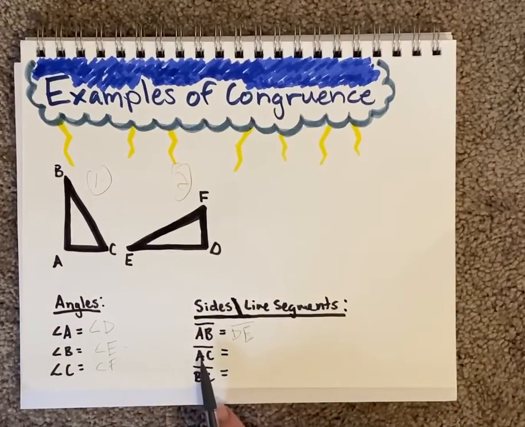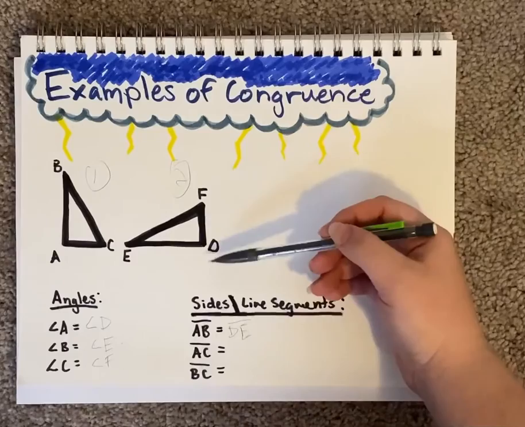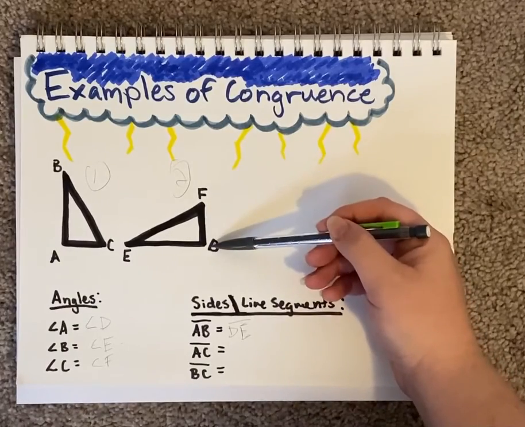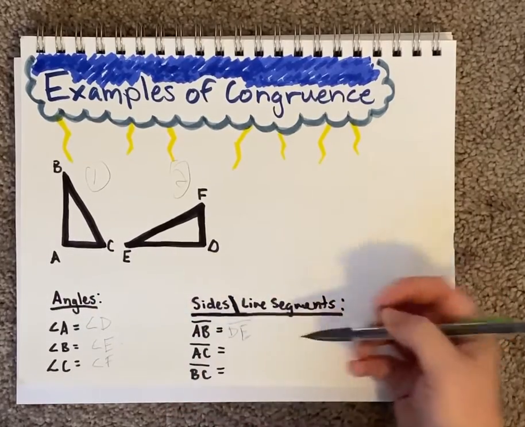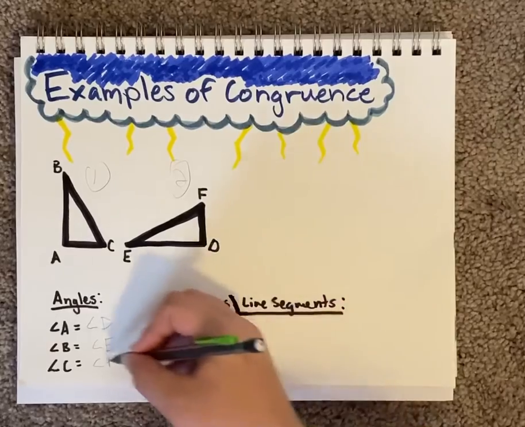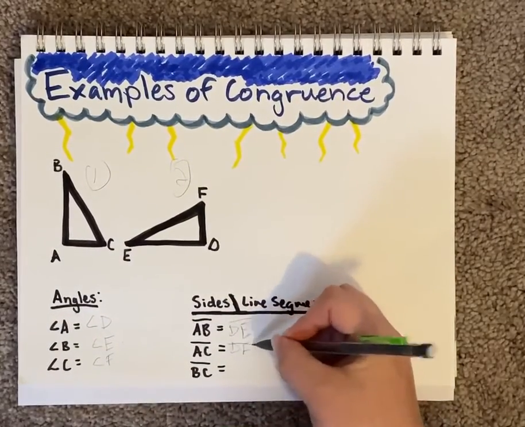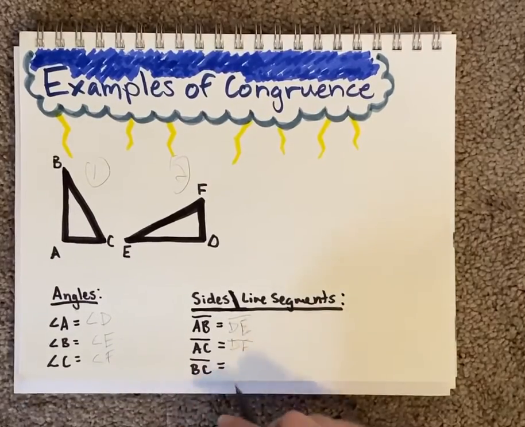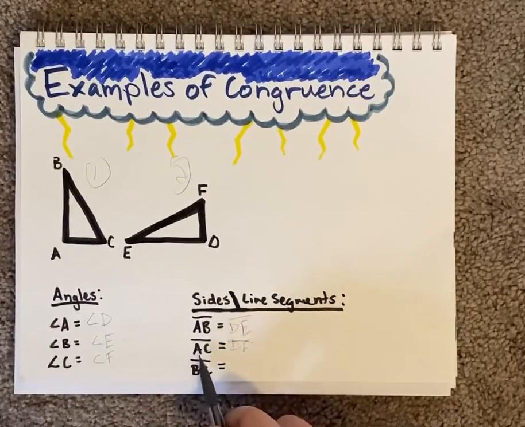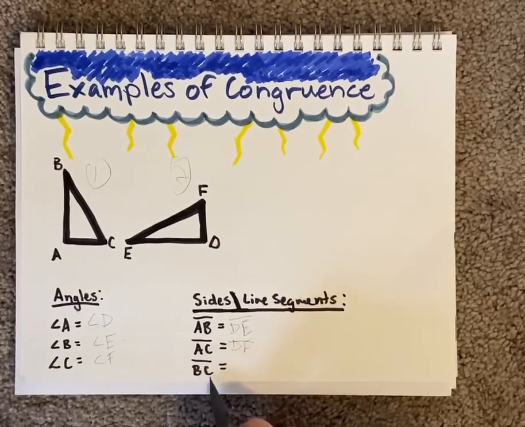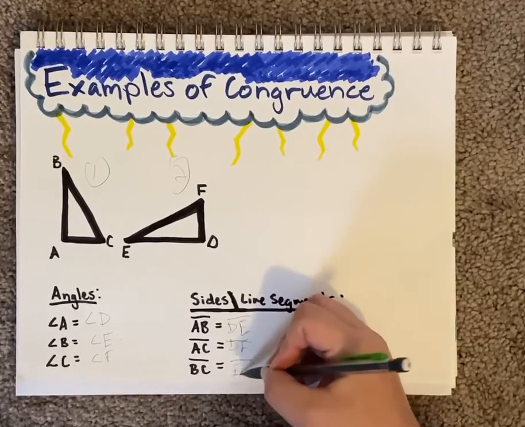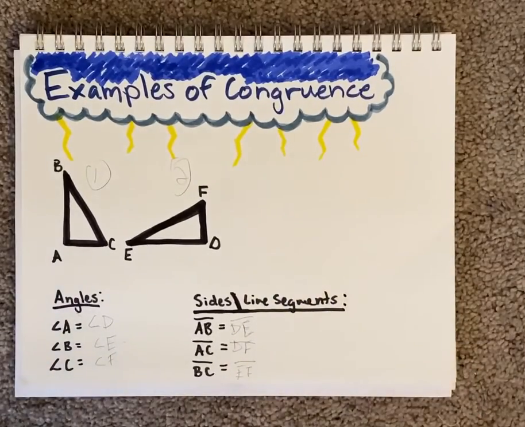So if we want to find line segment AC, it would be DF or FD. Again, we look at angle A, which is equal to angle D, so we start out with D, and C is equal to F, so it ends with F. And that's how you can double check. So if AB equals DE and line segment AC equals DF, we can assume that line segment BC is equal to line segment EF. And that's how you'll find your corresponding angles and corresponding sides or line segments for congruent triangles.